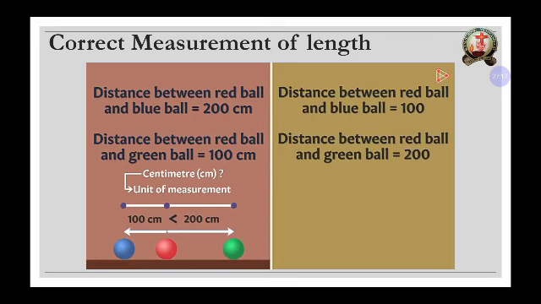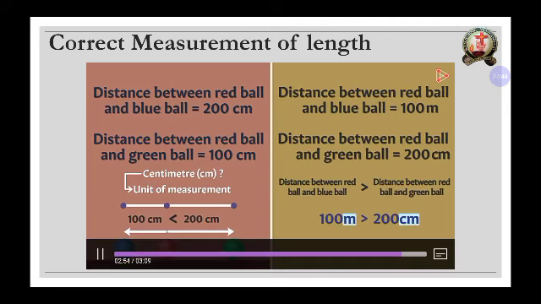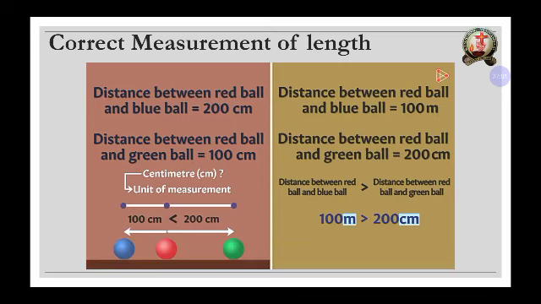Since no unit of measurement is given in the second case, we cannot know which distance is more or less. For instance, this distance may be in centimeters, whereas this distance may be in meters. In this case, the distance between the red and the blue ball will be greater than the distance between the red and the green one. This is because 100 meters is greater than 200 centimeters. So our measurements depend on our choice of units. So you understood now? Make sure whenever you are measuring any distances, even when they ask problems in the exam, you find out whether the units are given or not.